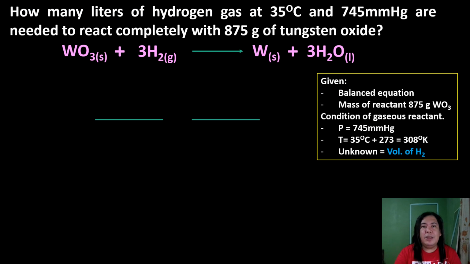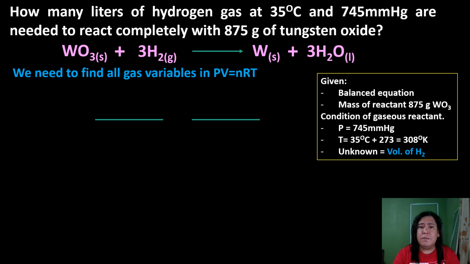Okay, so how many liters of hydrogen gas at 35 degrees Celsius and 745 millimeters of mercury are needed to react completely with 875 grams of tungsten oxide? So this is our balanced equation. So we need to find all gas variables in the ideal gas equation.